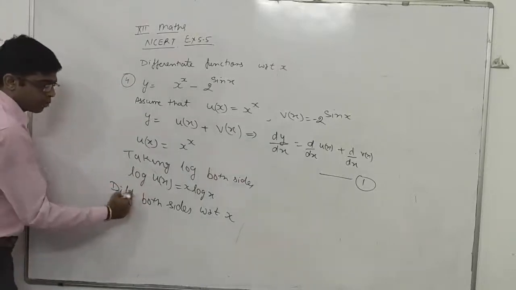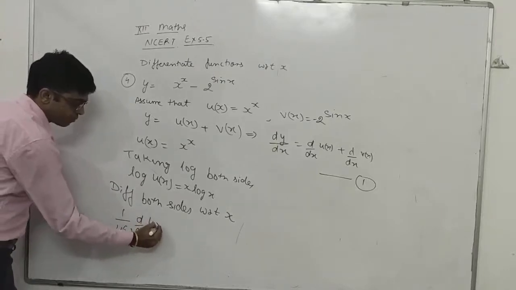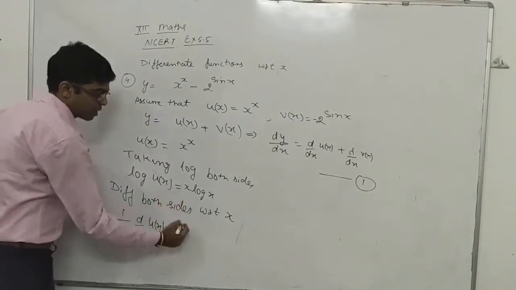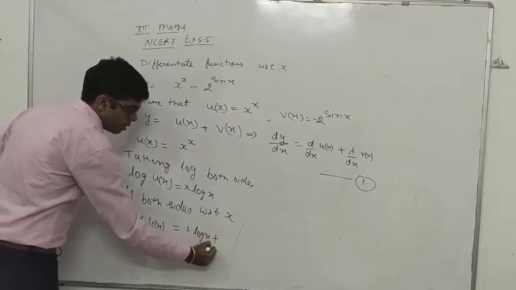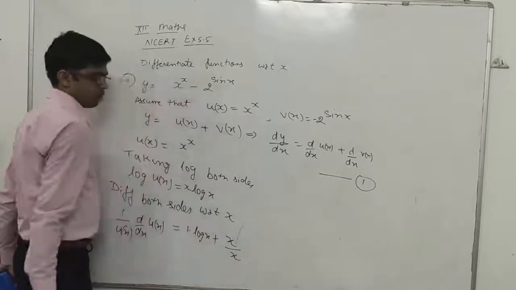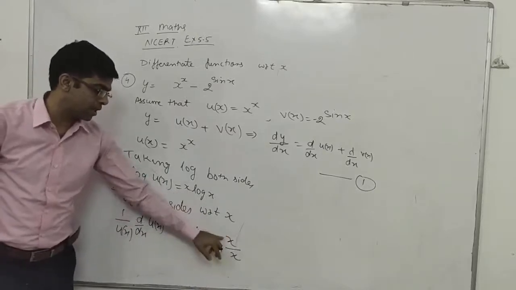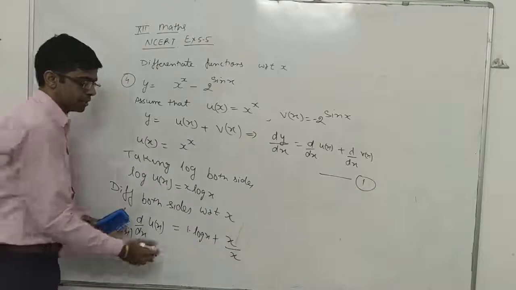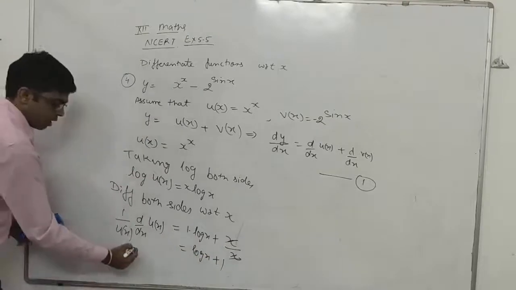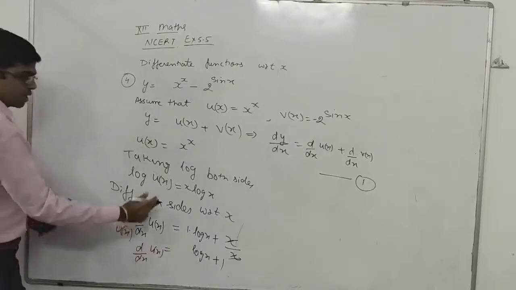So now differentiating both sides, this is 1 upon u(x). Now dy/dx of u(x) is equal to, using the product rule, this x with respect to x is 1. Now the differentiation of log x is 1 upon x. What is the differentiation of log x? That is 1 upon x. This x will come, and the differentiation of log x is 1 upon x, and this is simply log x plus 1, and for dy/dx of u(x), u(x) will go and multiply.